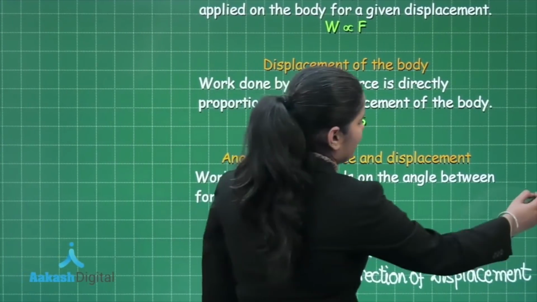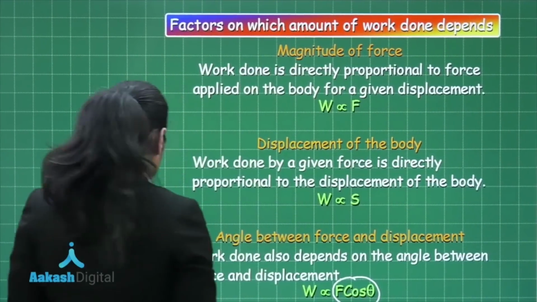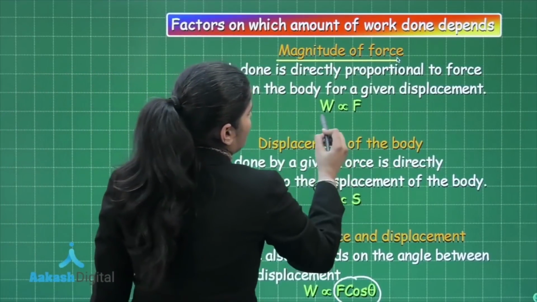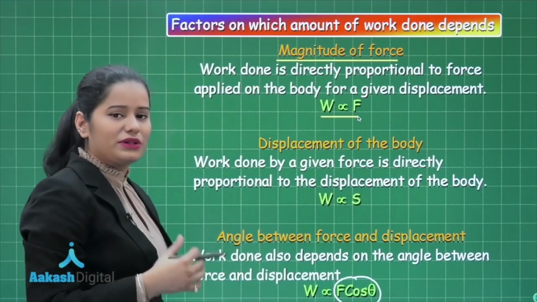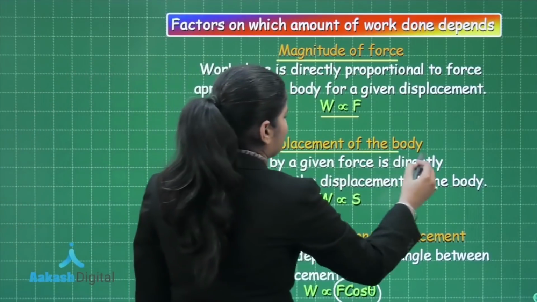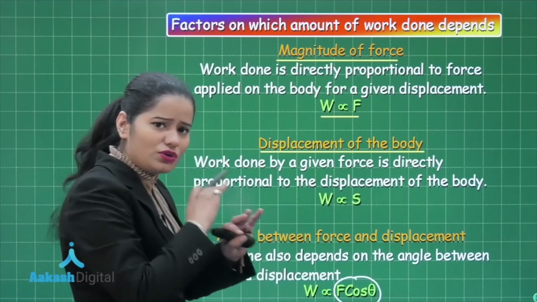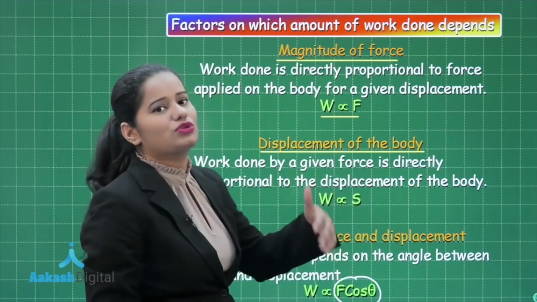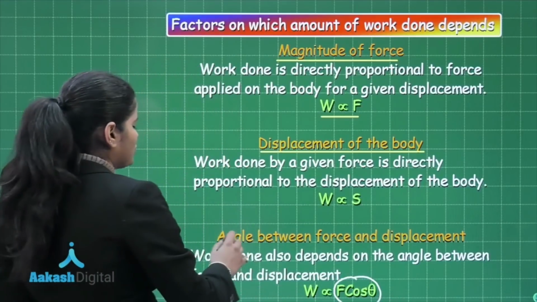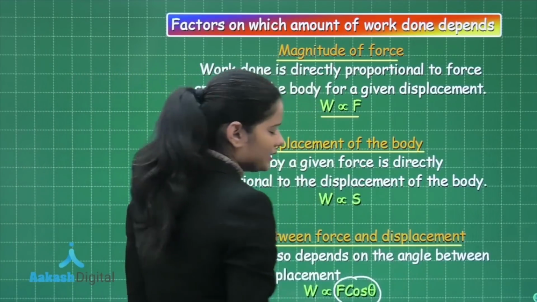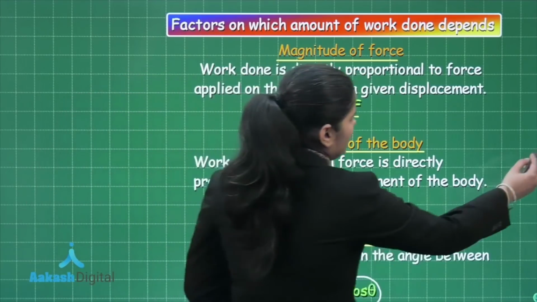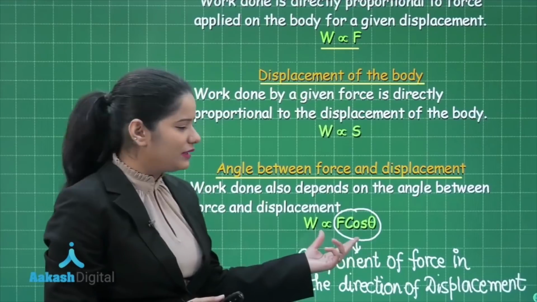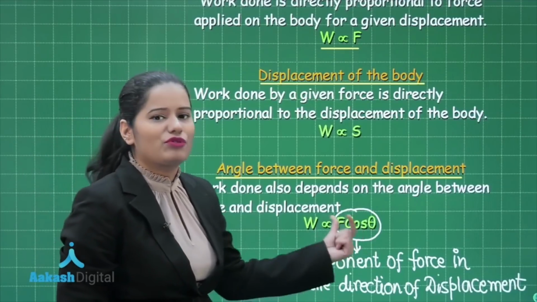Okay. So what are the factors? Let's revise them again. It depends on the magnitude of the force, so work is directly proportional to the applied force. It depends on the displacement of the body. If there is no displacement, no work will be done. If there is no force, no work will be done. It also depends on the angle between the force and the displacement, that is, it actually depends on the component of force in the direction of the displacement, that is F cos theta.